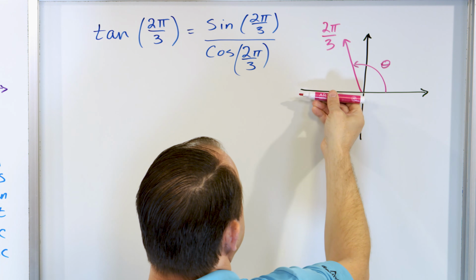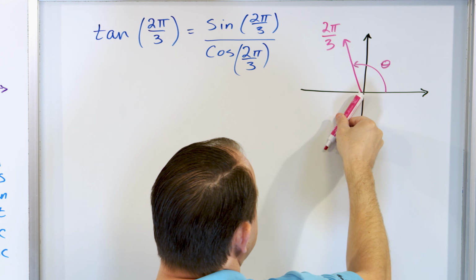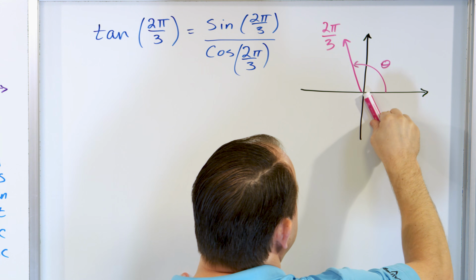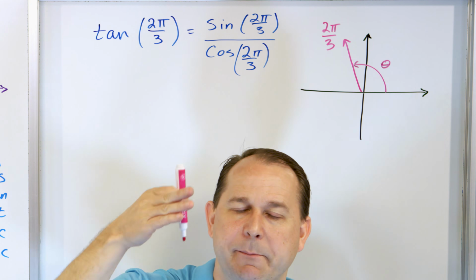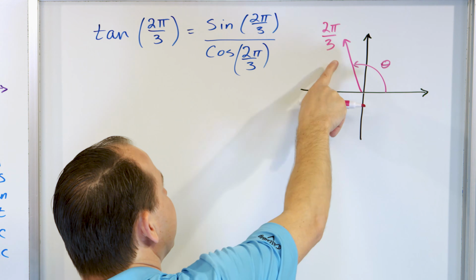Again, 3 pi over 3 would be here, and then 4 pi over 3 would be here, and then 5 pi over 3 would be here, and then 6 pi over 3 would be here. What is 6 pi over 3? It's 2 pi. That's why you get back into the circle. So this is where the angle is.